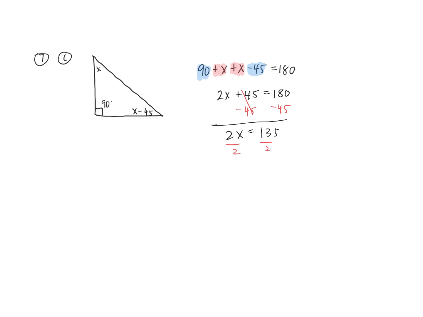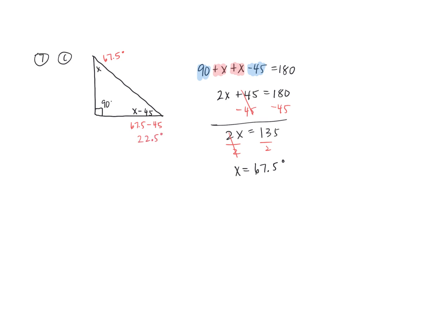We would divide by 2, and we would get x equals, I believe it's 67.5. Let me make sure here. Yeah, 67.5. So that is degrees, right? So x is 67.5 degrees. To find the other angle, we would plug in 67.5 where there's an x, and we would subtract the 45, and we would see that that is 22.5 degrees.